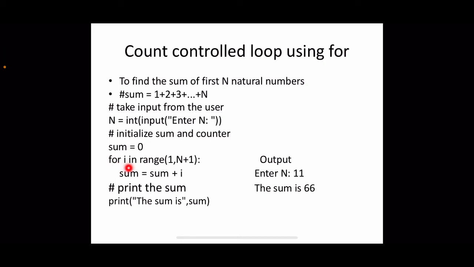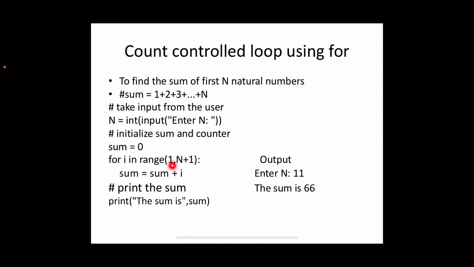So for i in range(1, n+1). By default the start value is 0, right? Just to avoid that we can put the start value 1 because we have to add from 1 only. Simply ignore the addition of 0, that is not needed here. Even if the result is the same, we can avoid one iteration using this starting value.